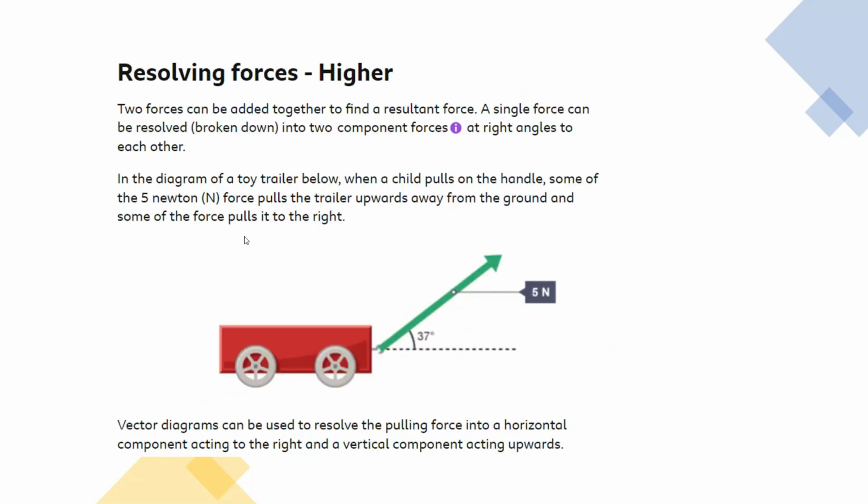Now the next is resolving forces. Now what is resolving forces? We have seen how we have applied a force. Now the force can be applied at different angles and at different points. There is no restriction on a force being applied to an object. As you can see, the two forces are added together to find a resultant force. That is basically what is called the resultant force.